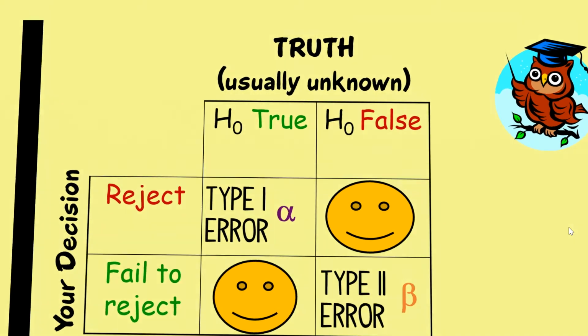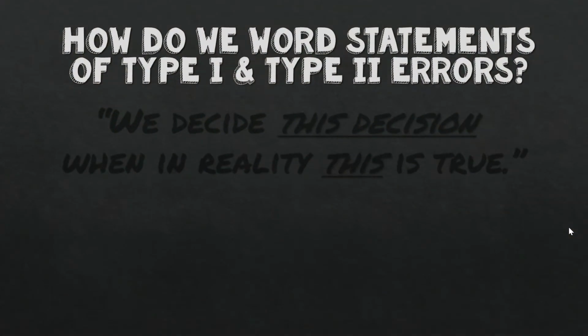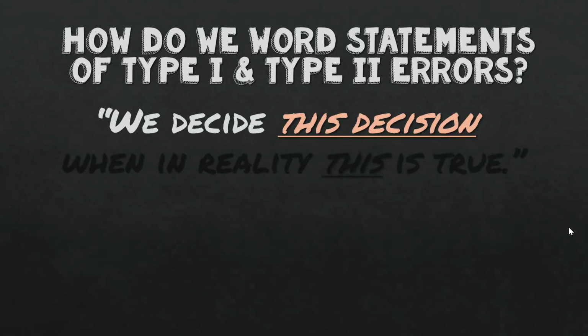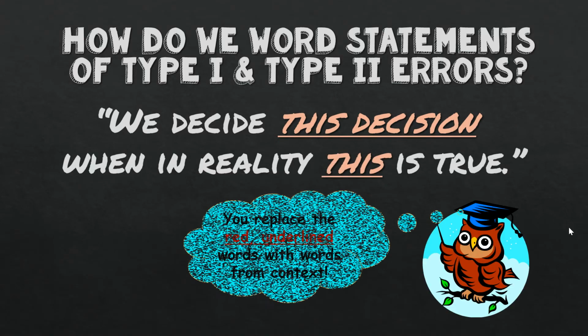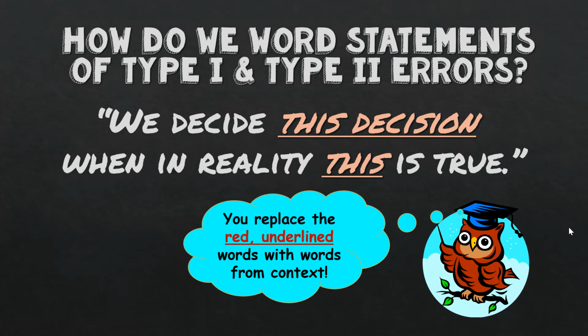They seem a little weird at first. I totally understand. So how do we actually word these sentences? So the way that I do it is I say, we decide this, but in reality, this is true, is usually how I like to word those. And again, you tend to replace the red part with the context of the question.